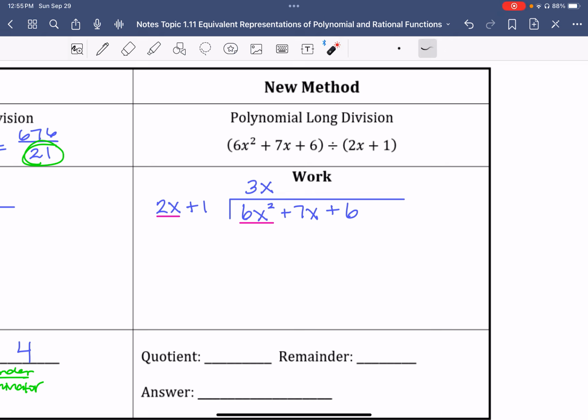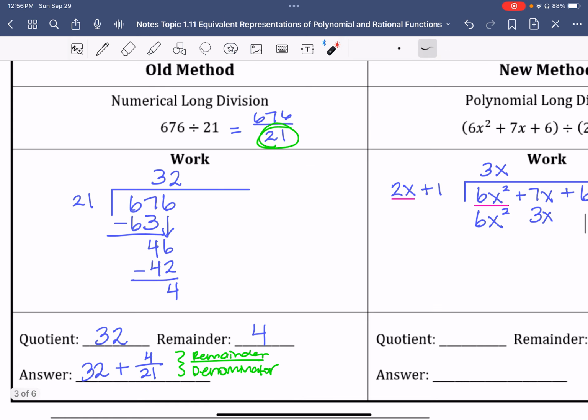Now what you're going to do is 3x times this. But that's a little hard, so you can do it one step at a time. Let's do 3x times 1. That gives me 3x. I'm going to put that underneath the other term that also has 1x so that I can combine my like terms later. Now I'm going to do 3x times 2x. That is 6x squared.